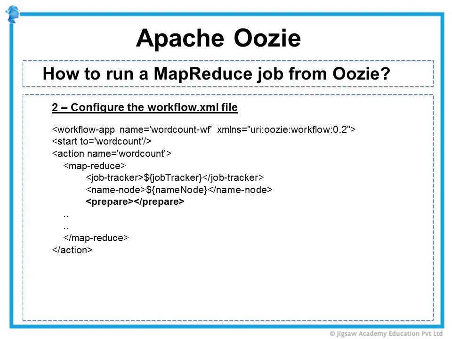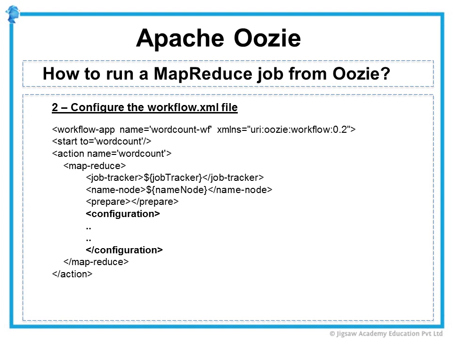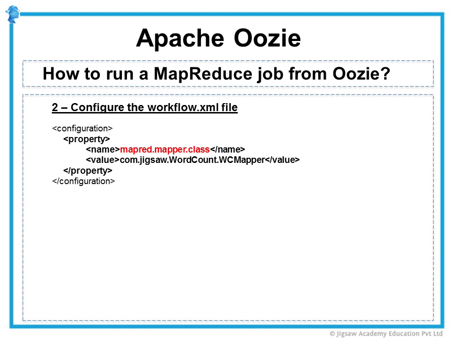So now that the basic info required for the MapReduce job to run is provided, we need to configure details specific to this particular MapReduce job. This is done using the configuration element and is used to specify the key value properties required for this MapReduce job. So for our example, we will provide the mapper class that is supposed to be used by the job, using this property called mapred.mapper.class.